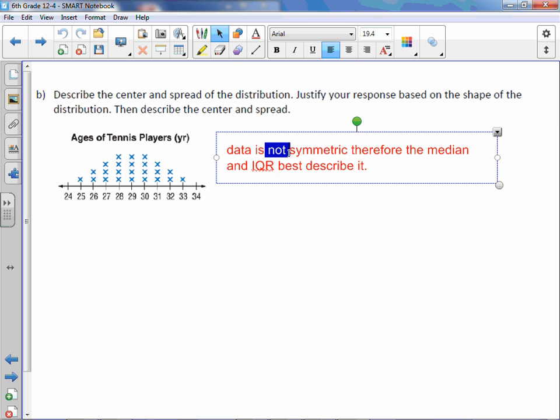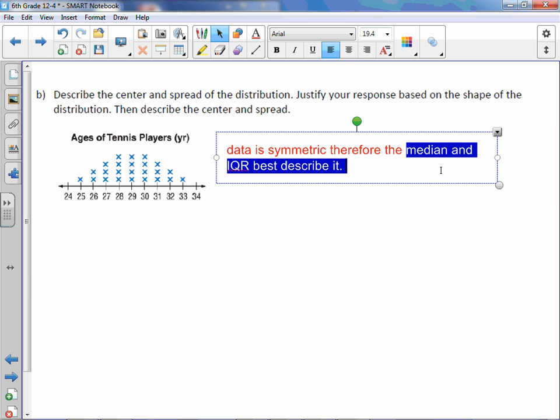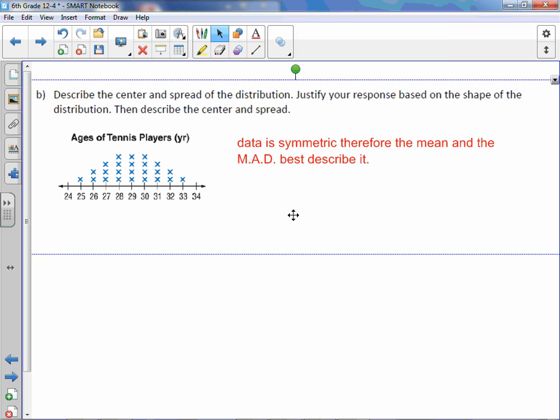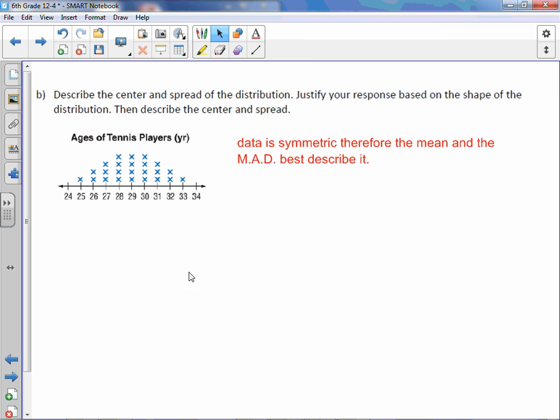So the data is symmetric, therefore the mean and the mean absolute deviation best describe it. Now let's find the mean and the mean absolute deviation. Well, to find the mean, we need to add all of these numbers up and divide by the total amount of numbers. So let's grab a calculator and add them up.